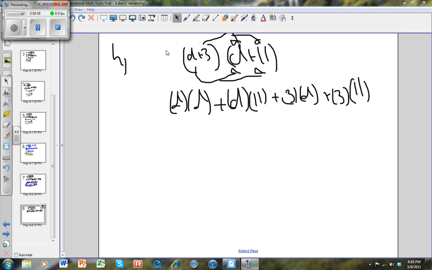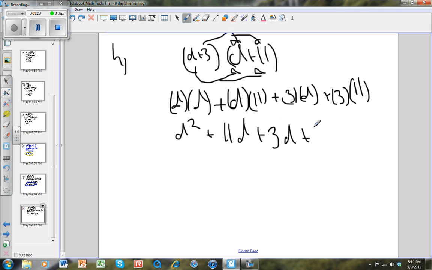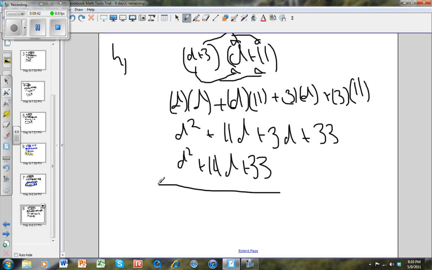Nice. Okay, H, or as the French like to call it, Ash. Okay, d plus 3 and d plus 11, and then we got our spoiled version right here, which is d times d plus d times 11 plus 3d plus 3 times 11. So, simplify that. d squared plus 11d plus 3d plus 33. And then we got our simplified form of that. Becomes d squared plus 14d plus 33.